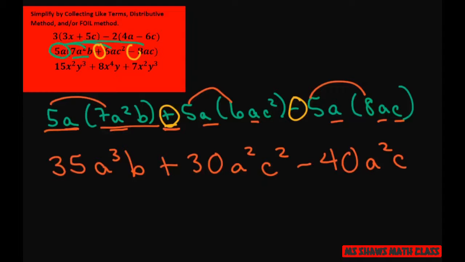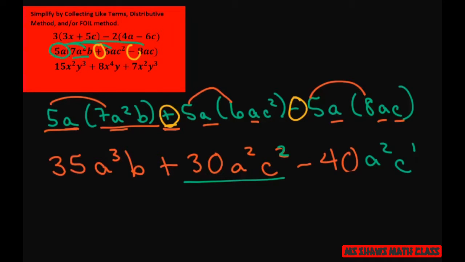Now, let's see if we have any like terms. Looks like these two are like terms. Like terms being these two. Oh, they're not the same. So, since they're not the same, we are done. Let me erase this. This is A squared C. So A squared C. This has to be also a square, and it's not. It's to the first power.